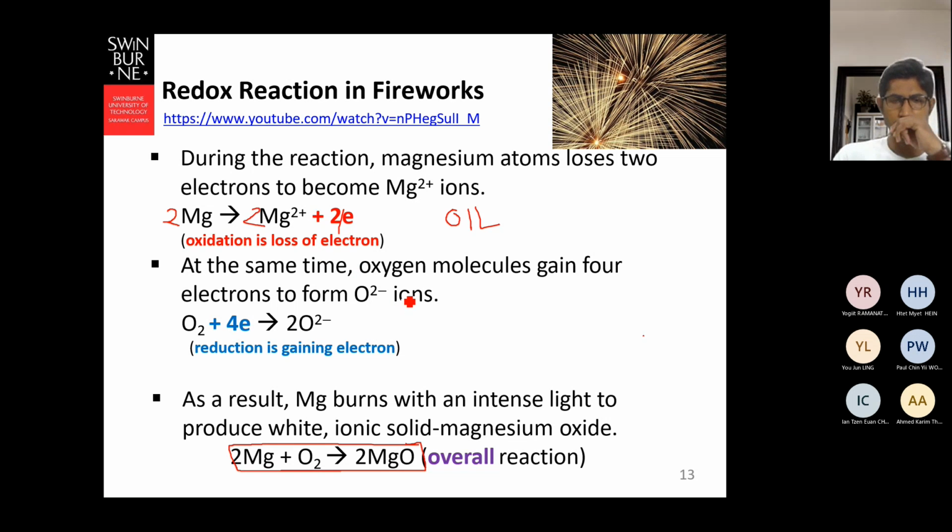So this is how 4 electrons are coming, and these 4 electrons are then useful for oxygen to take up. So this is the full reaction at the end.